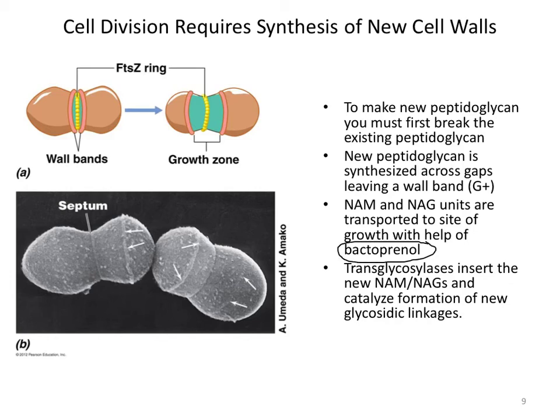Bactoprenol will complex with NAM and NAG in the cytoplasm and transport them across the cytoplasmic membrane into the periplasm, where they're then able to be used to form new peptidoglycan. Enzymes called transglycosylases will insert the new NAM-NAG units and catalyze the formation of new glycosidic linkages connecting the carbohydrate portion of peptidoglycan together.